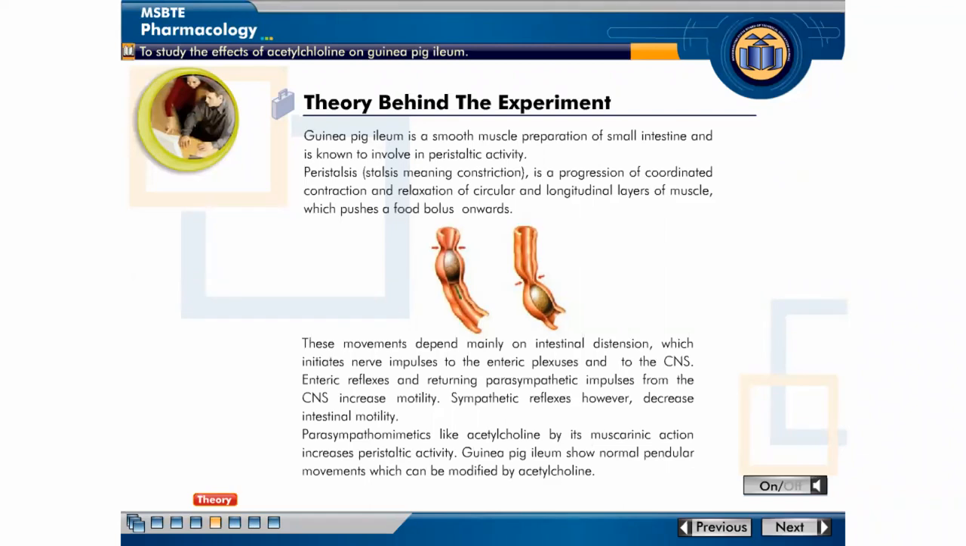In the theory, Guinea pig ileum is a smooth muscle preparation of small intestine. It means the isolated part, the ileum, is used, which is a smooth muscle preparation of the small intestine of Guinea pig, and it shows peristaltic activity. Then peristalsis. Stalsis is contraction. There is coordinated contraction and relaxation of circular and longitudinal layers of muscle. It means during body movement there is contraction and relaxation of smooth muscle, either in the circular movement or in the longitudinal movement.